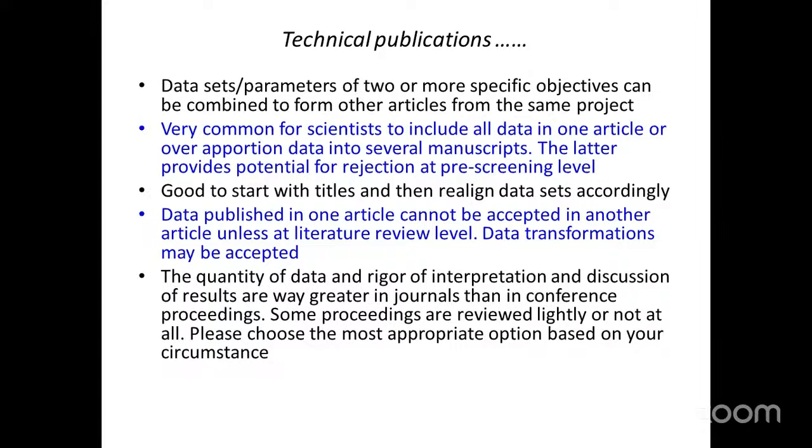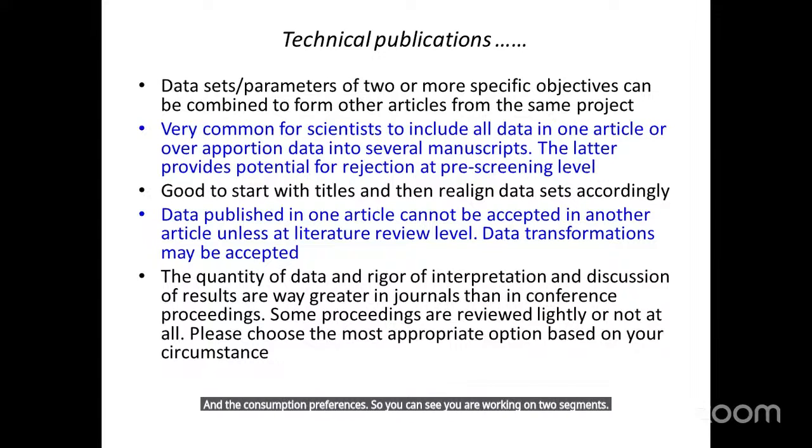And a smart objective would preferably have no "and" in it. Protein quality and consumption preferences. So you can see you are working on two segments. Consumption preferences might go somewhere in food science or something. Protein quality might go somewhere, I don't know, in feeds. Different journals altogether.